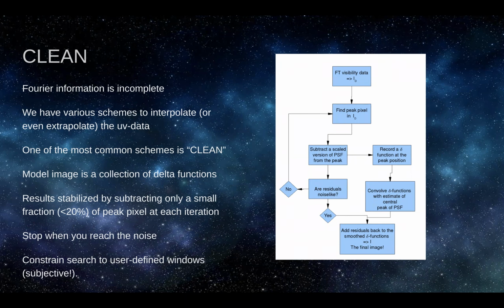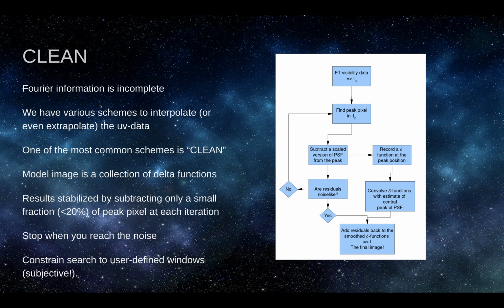Basically, what we're trying to do is interpolate, or even sometimes extrapolate, the UV data, the Fourier data that we have. The most common method we use is called CLEAN. It's an iterative process where you're combining a bunch of delta functions. Delta functions are basically Gaussians with zero width, just an infinitesimal point. They have a flux density but no size. And that's basically what it is.